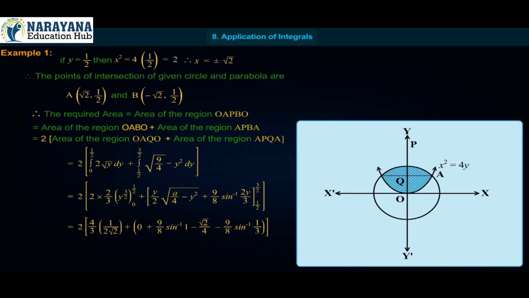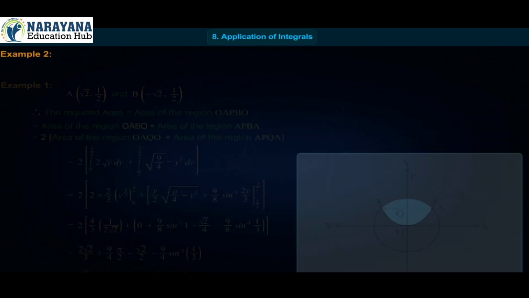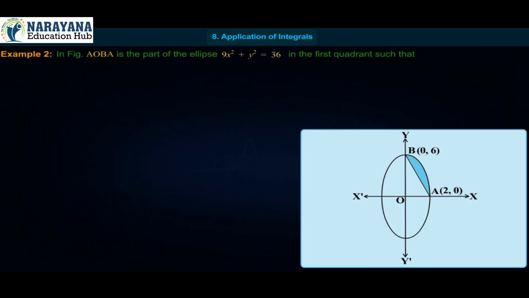which equals 2√2/3 plus 9/4 into π/2 minus √2/2 minus 9/4 sin⁻¹(1/3), which equals √2/6 plus 9π/8 minus 9/4 sin⁻¹(1/3) square units.